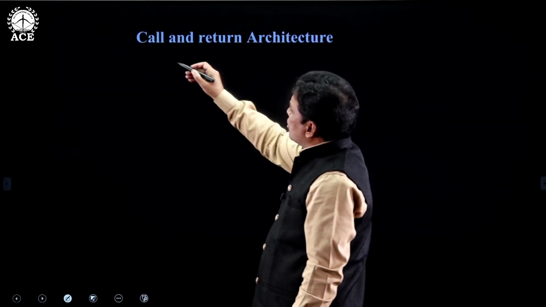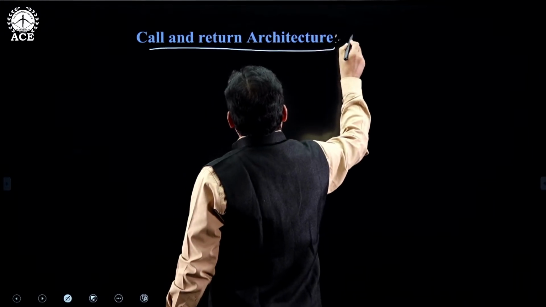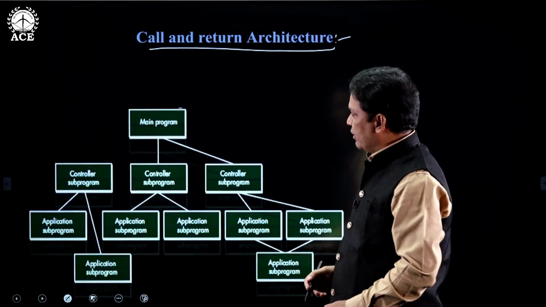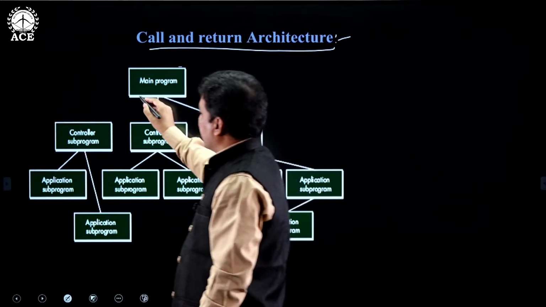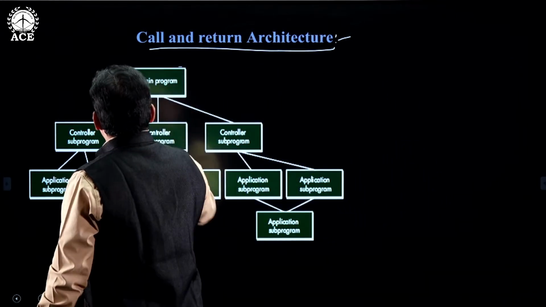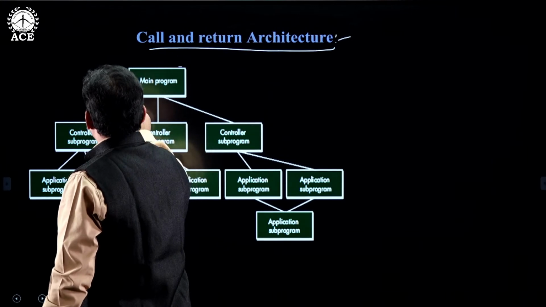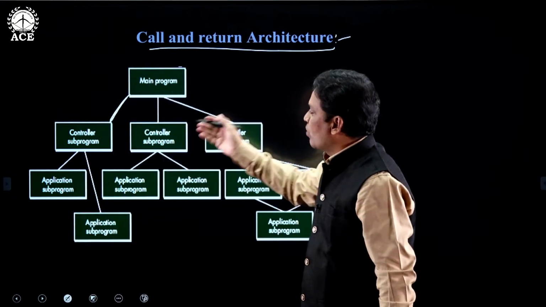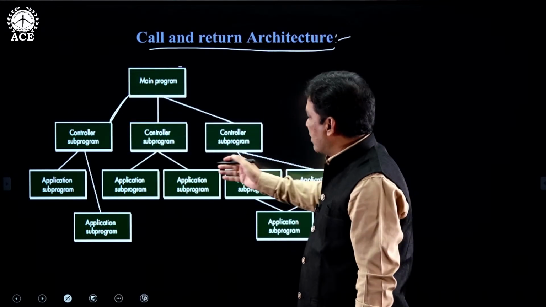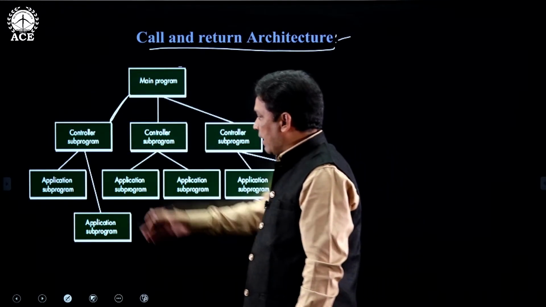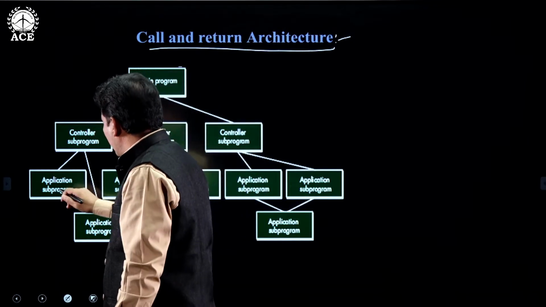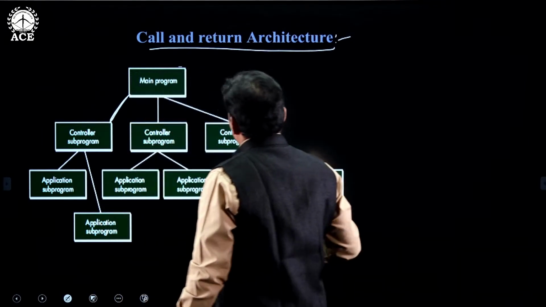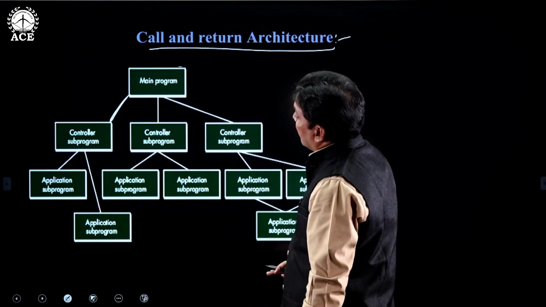Next, we are going to discuss call and return architecture. What is the importance of call and return architecture? That we'll discuss here. The main program gets divided into subprograms. A controller subprogram again gets divided into application subprograms. So that is call and return architecture.